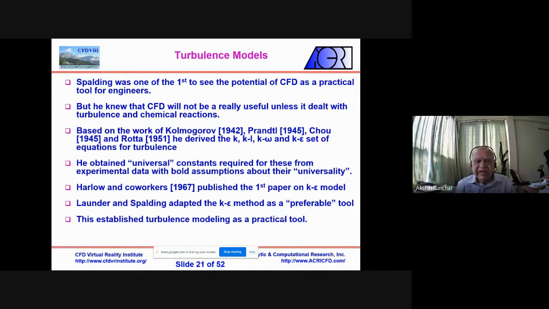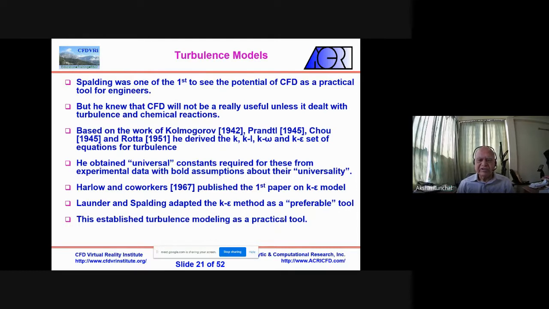Turbulence models play a very important role, and Spalding knew that practical flow computations would not be possible without turbulence. And of course, there are a lot of problems. Energy is a big area even today. Chemical reactions take place everywhere. So we needed to take a handle on those too.